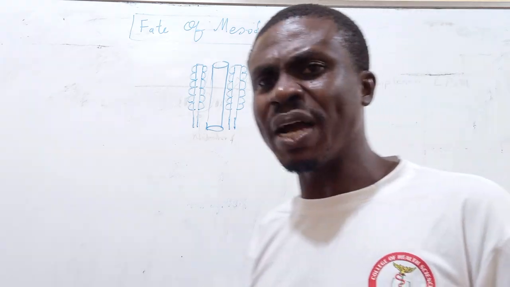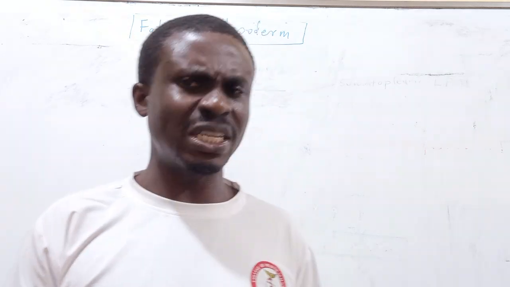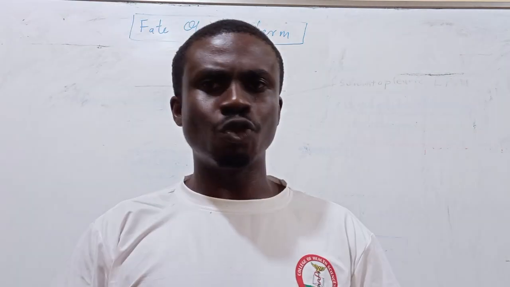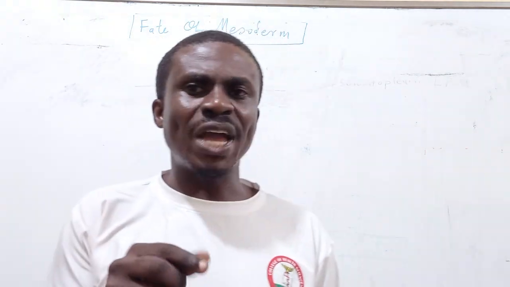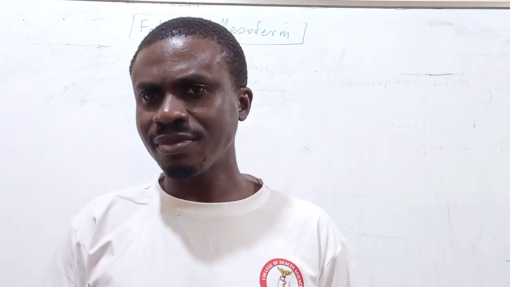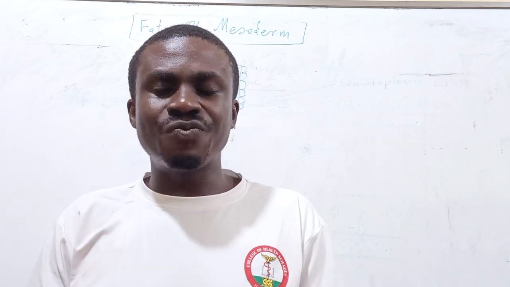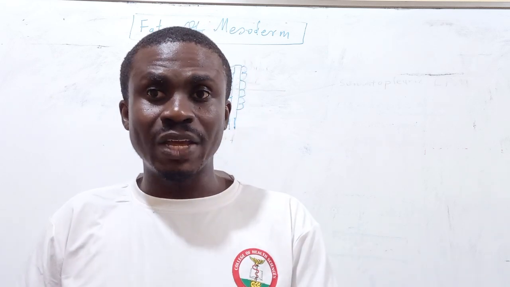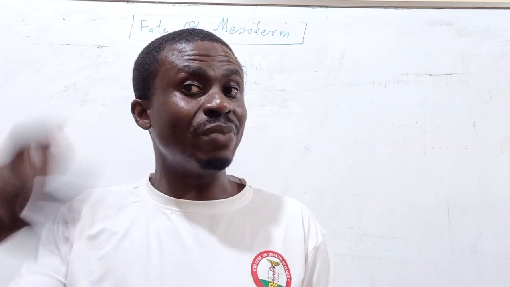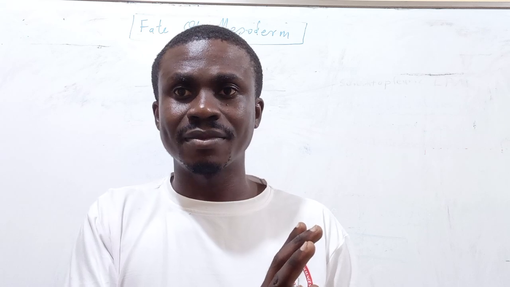For human beings, when we say how many somites are present, my friends, it's so ambiguous, because we have to know which type of somite we are talking about. The first group of somites to appear will be what we call the primitive somites. Primitive somites.